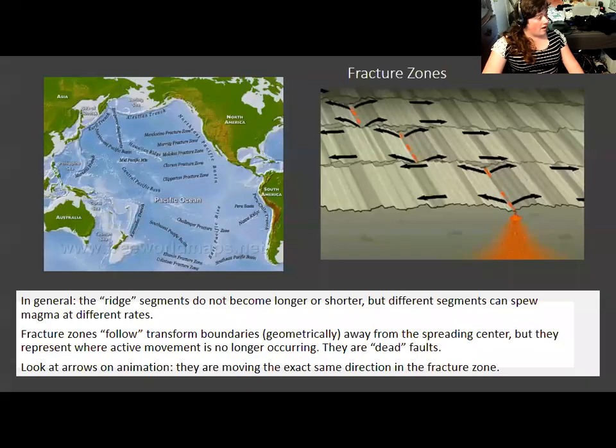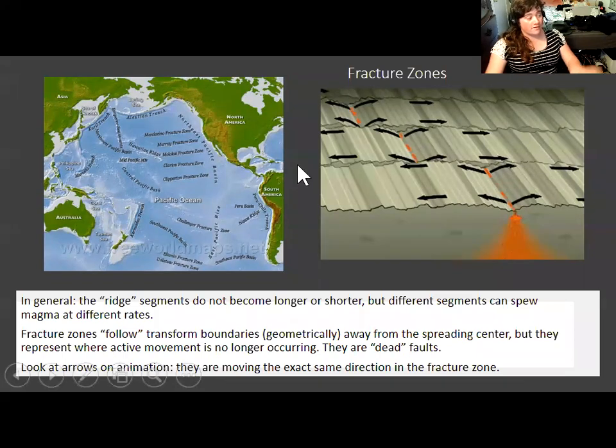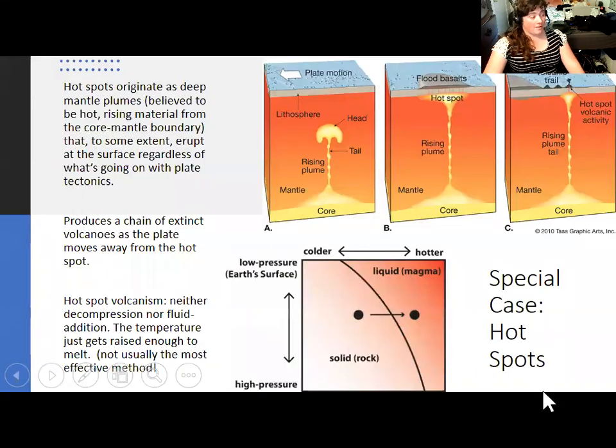I am not going to linger on this very long, but the term fracture zone refers to these little places farther away from the mid-ocean ridges where the crust is moving in the same direction, but I'm just mostly going to skip over that.